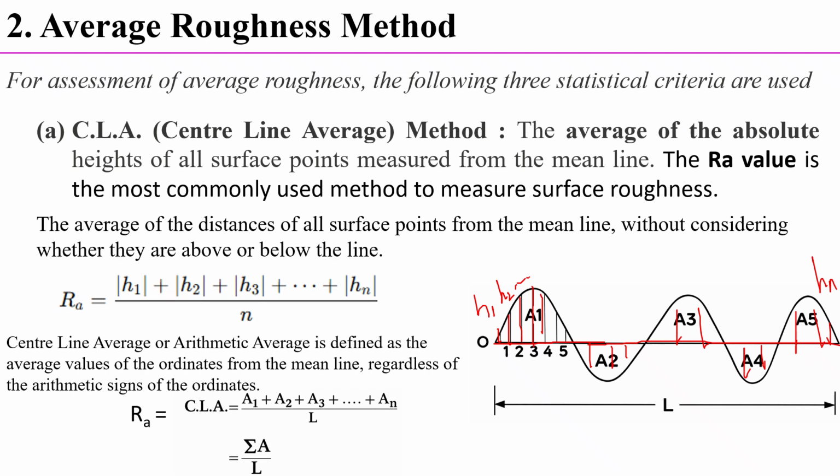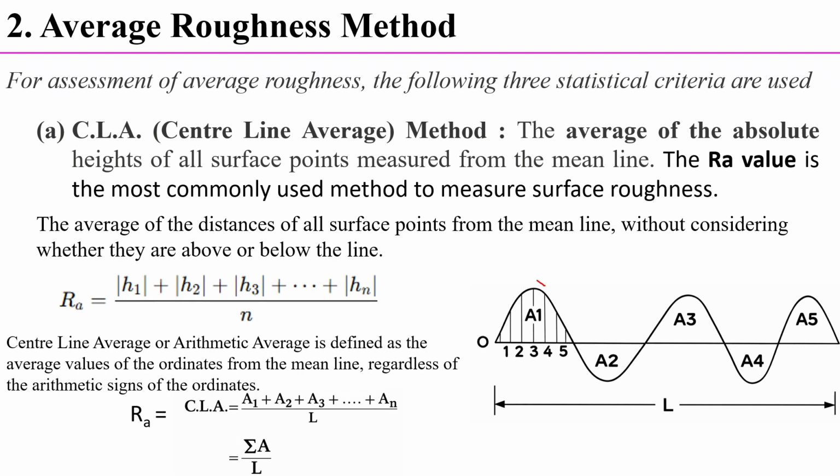So in the CLA method, the centerline average is defined as the average value of the ordinates from the mean line, regardless of the arithmetic sign of the coordinates. In this method, we have to consider not only the height, but the average areas also.